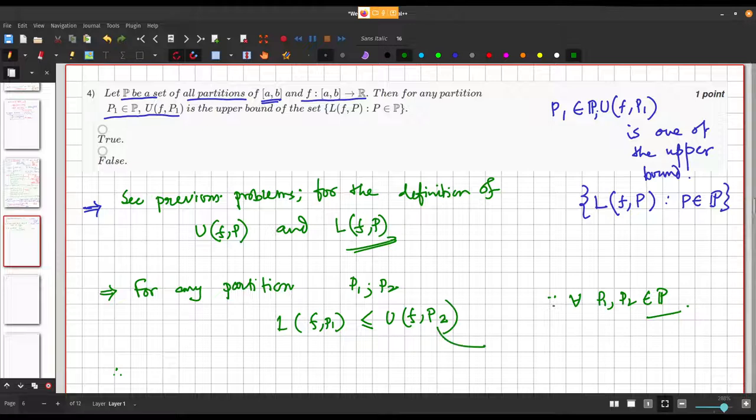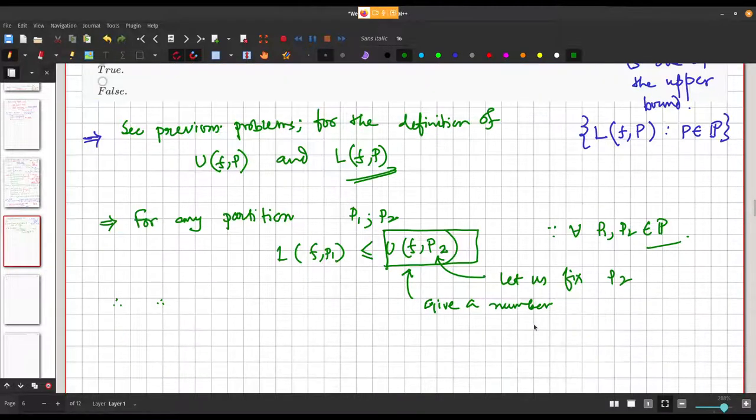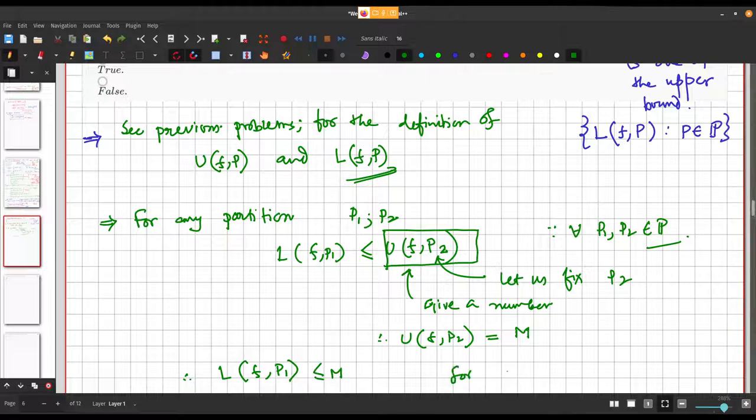Now, let us fix this P. Let us fix P2. And if that is fixed, then UF of P2 will give a number. Okay, so let us denote that number as M. And if we follow from here, we'll see that L of FP1 is less than or equal to M for P1 belonging to P, for any P1.